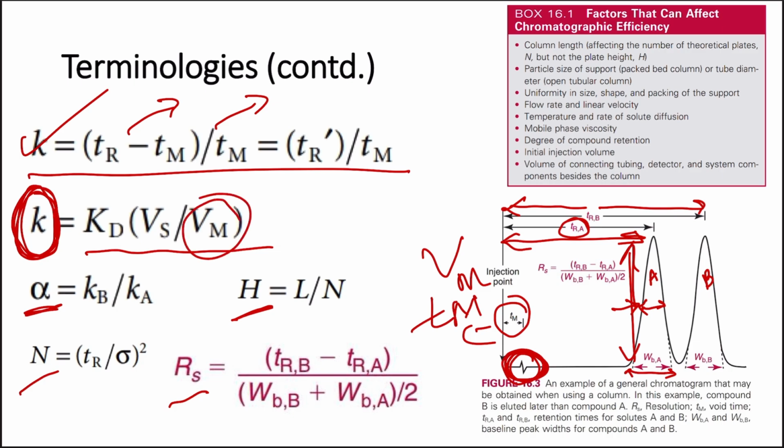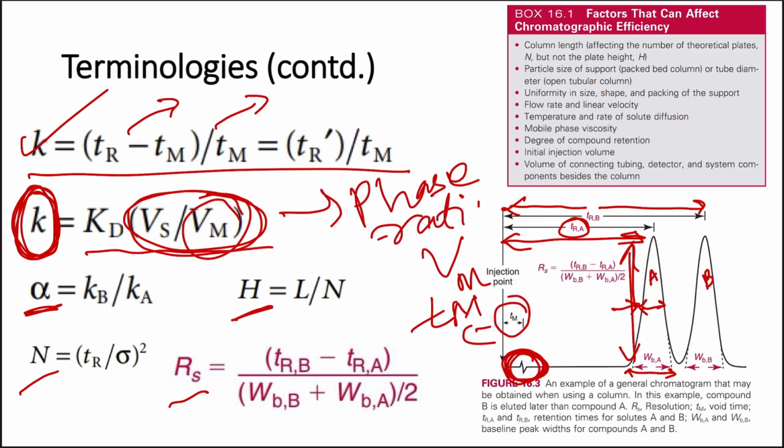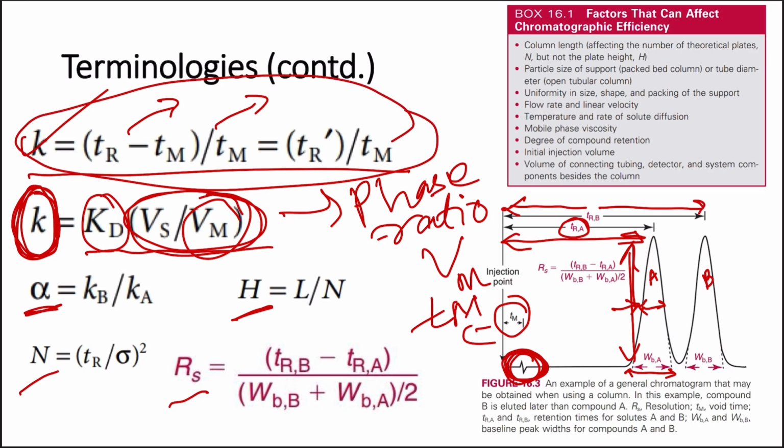So Vm is the void volume and Vs is the volume of the fluid over the stationary phase. This ratio is called the phase ratio, and Kd is called the distribution equilibrium constant. That is, it indicates the distribution of a particular component in a sample between the mobile phase and the stationary phase. This is another method, but I think the earlier method is very simple because we know the retention time and the void time, and with these we can easily calculate the retention factor.